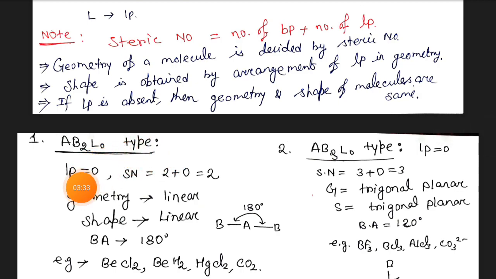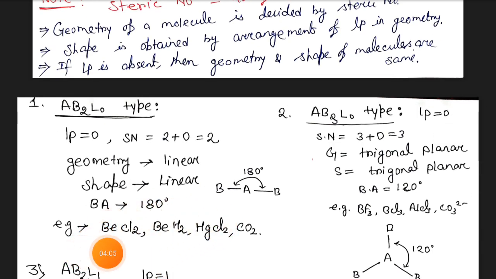The first representation is AB2L0 type, where the lone pair is 0. A is the central atom, B is the side atom. The steric number is 2 plus 0, that is 2. If the steric number is 2, then the geometry is linear. As there is no lone pair, shape and geometry are the same, so the shape is also linear and the bond angle is 180 degrees. The representation of a linear molecule is B-A-B. Examples of this type are BeCl2, BeH2, HgCl2, CO2, etc.